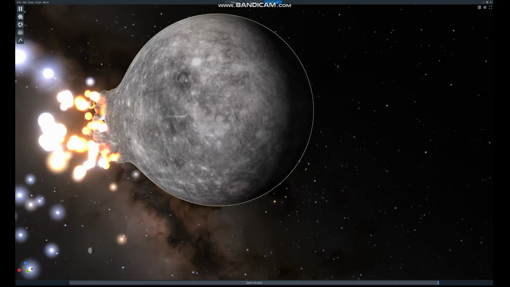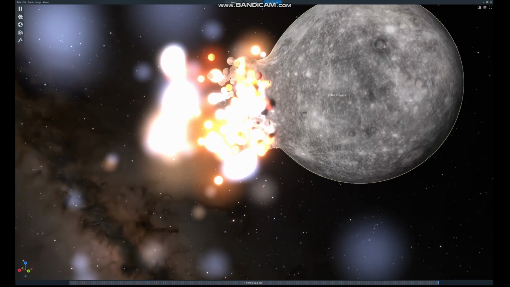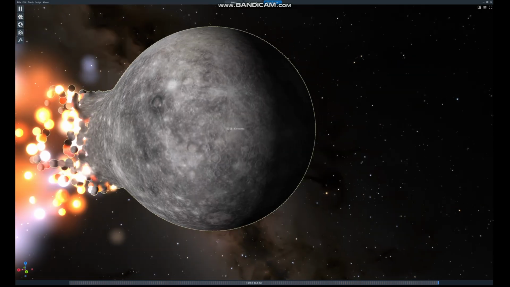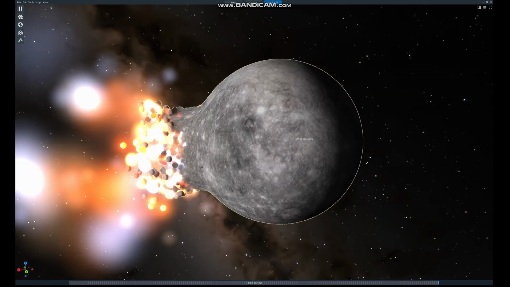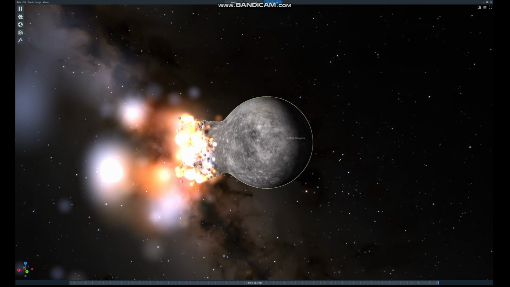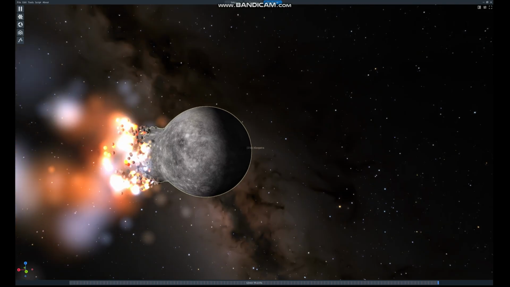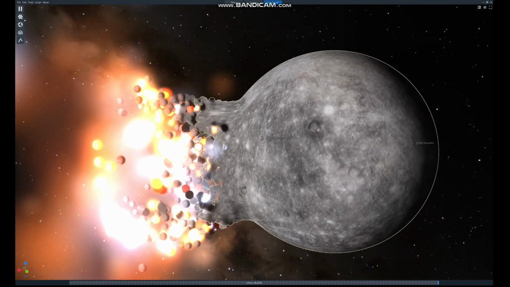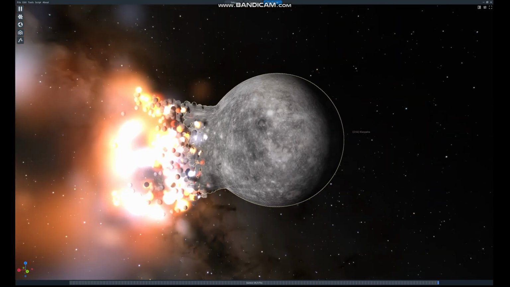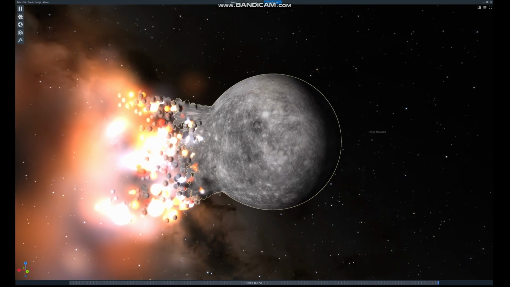It just, I was expecting one of these craters. No way. Dude, look at that. It just destroyed the surface of Mercury. Okay, that's a bigger crater than I was expecting. I'm not gonna lie to you guys, okay? I was not expecting that.